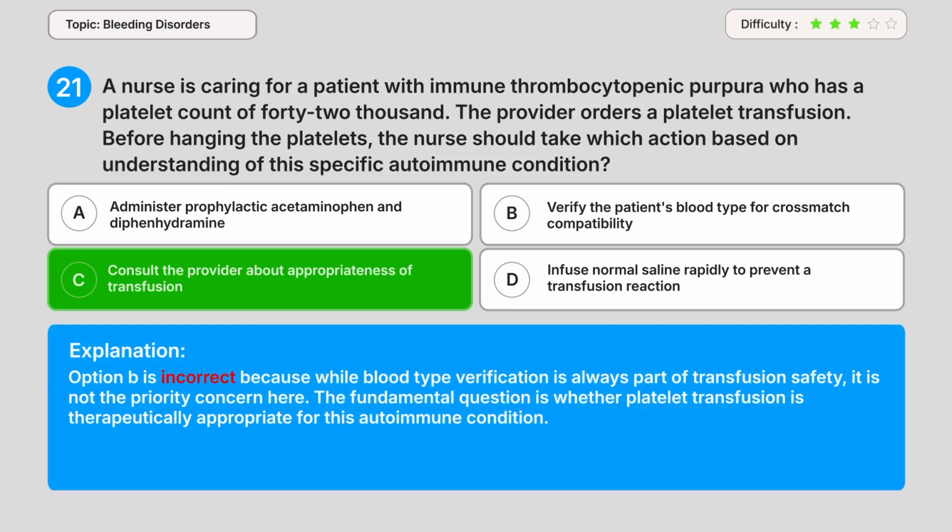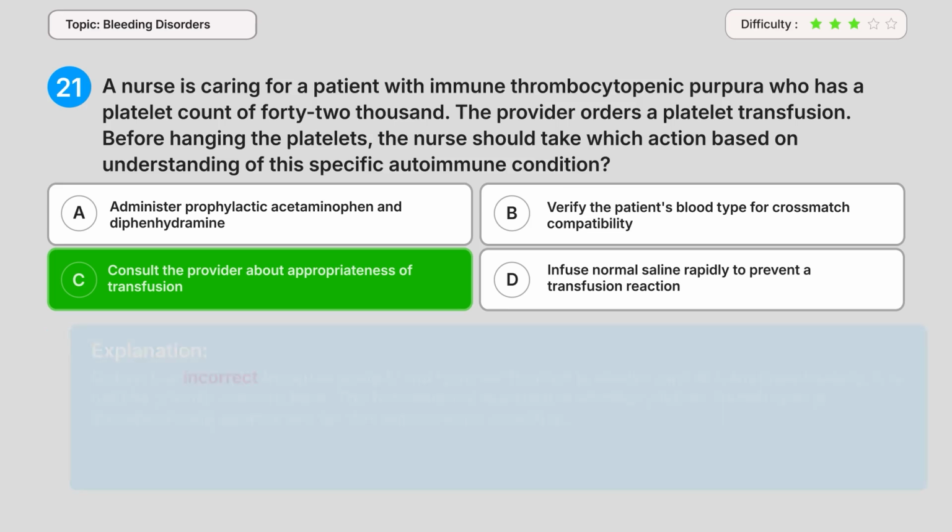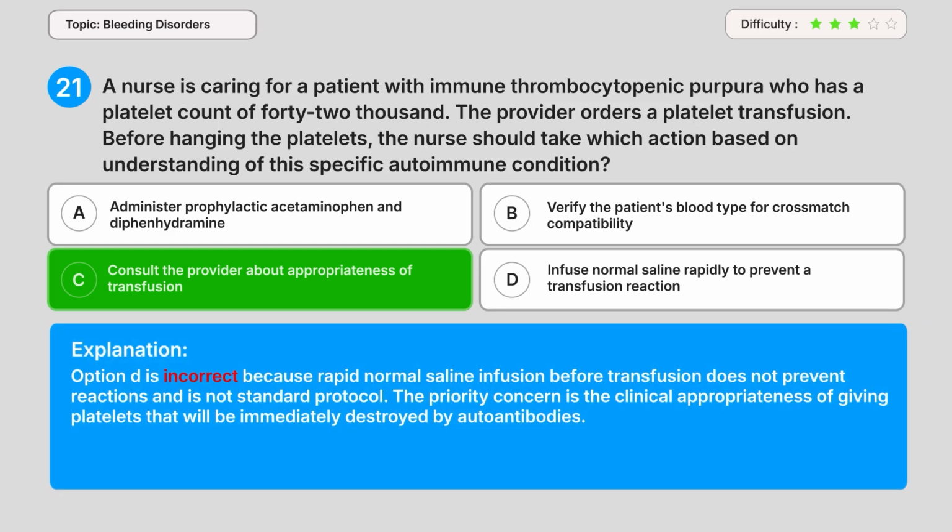Option B is incorrect because while blood type verification is always part of transfusion safety, it is not the priority concern here. The fundamental question is whether platelet transfusion is therapeutically appropriate for this autoimmune condition. Option D is incorrect because rapid normal saline infusion before transfusion does not prevent reactions and is not standard protocol. The priority concern is the clinical appropriateness of giving platelets that will be immediately destroyed by autoantibodies.